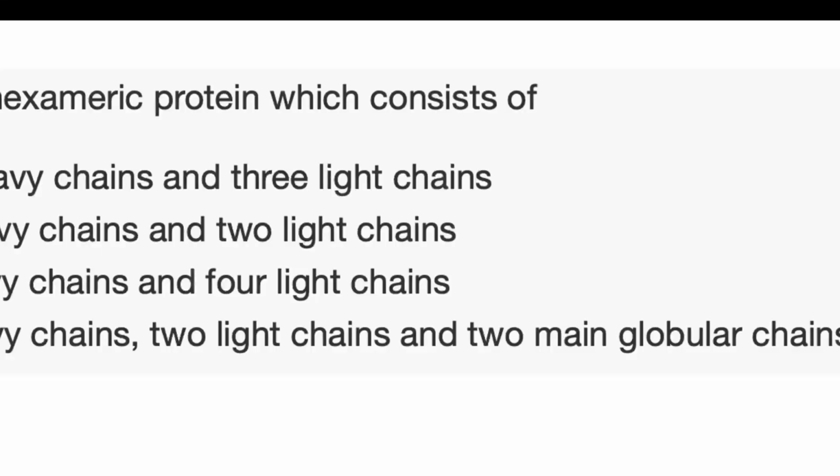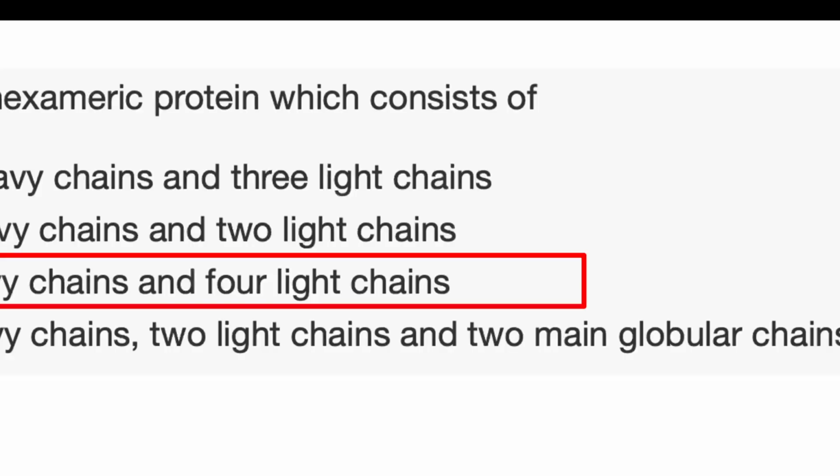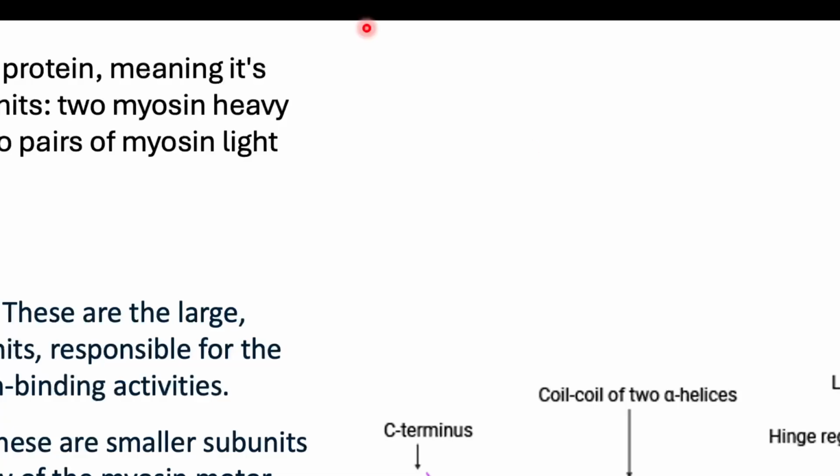The time is up, and let me quickly reveal the correct answer to this question. Myosin is a hexameric protein which consists of 2 heavy chains and 4 light chains. This is the correct composition of the myosin hexamer. Myosin is a hexameric protein, meaning it's composed of 6 subunits: 2 myosin heavy chains, as we see in this diagram. These 2 coiled domains are from the heavy chains, which are called MHCs or myosin heavy chains, and 2 pairs of myosin light chains. So we have 2 different light chains and 2 pairs of them.